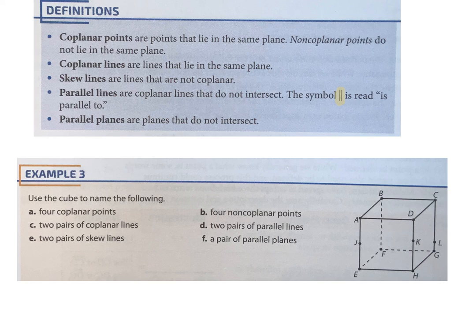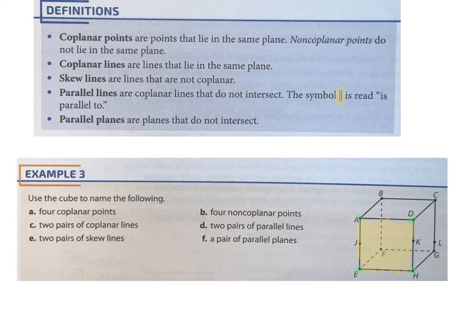All right, so let's look at this example for this cube. Use the cube to name the following. They want 4 coplanar points. So what you would do is you would find a plane. We could use this front surface here, plane ADEF, right? And we could actually use those points if we wanted to. Point A, point D, point H, point E. Those are 4 points that are on the same plane. You can see that point B is not on the same plane as those 4 points, all right?